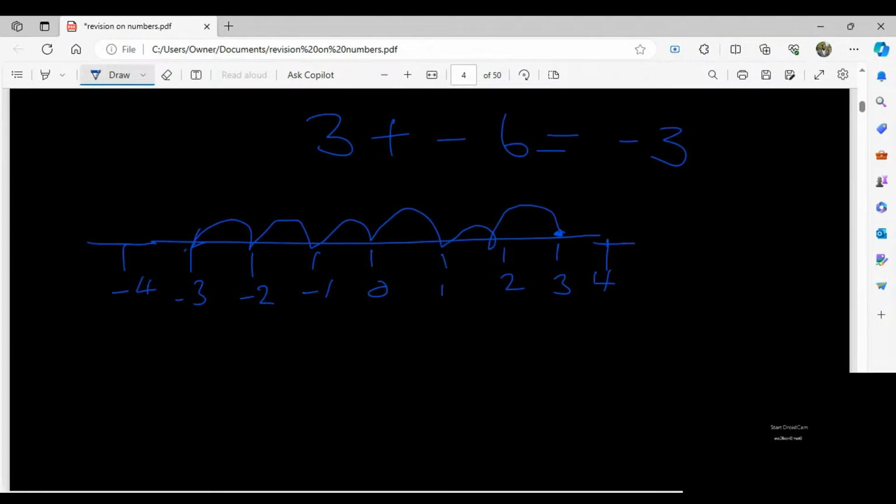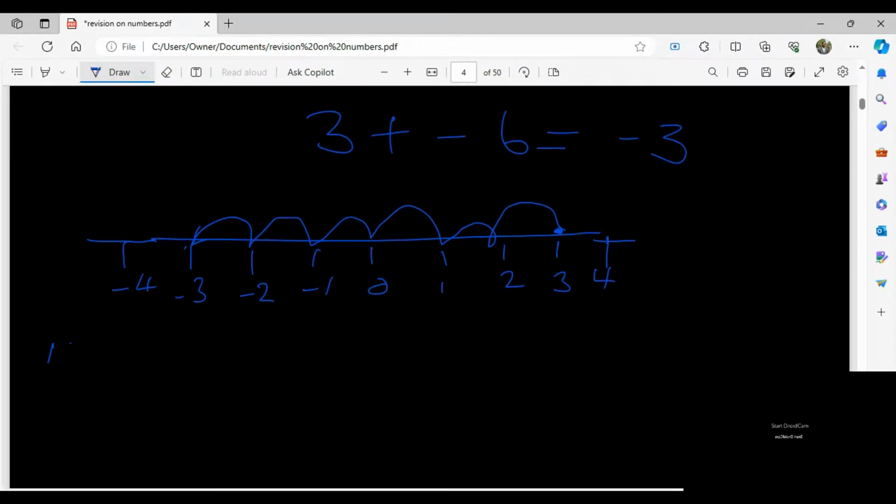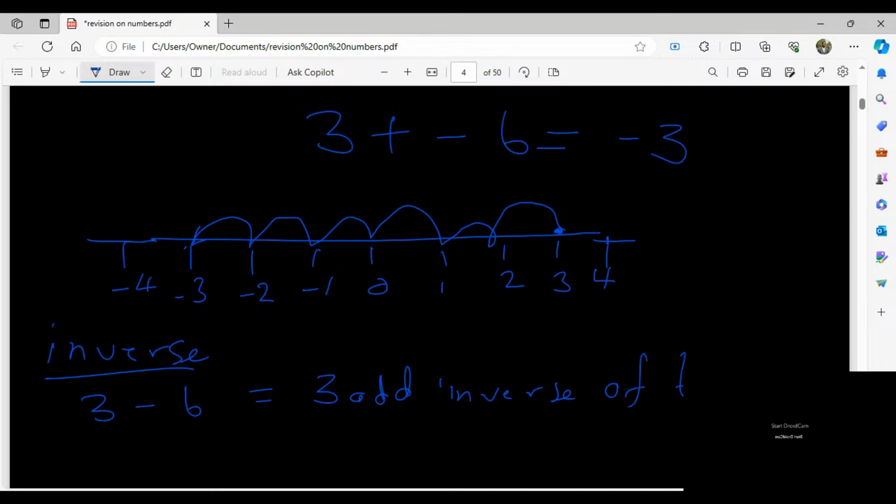Another way to explain this would be to use the concept of inverse. Okay, inverse. So when we talk about inverse, what we mean is the inverse of a number is subtracting it, it is the same as adding the inverse of a number. For example, if we say 3 minus 6, it will be the same as what we wrote here. It will be like 3 add the inverse of 6. So the inverse of positive 6 means that we're talking about the negative, and here we're going to move 6 places to the left like we did here.